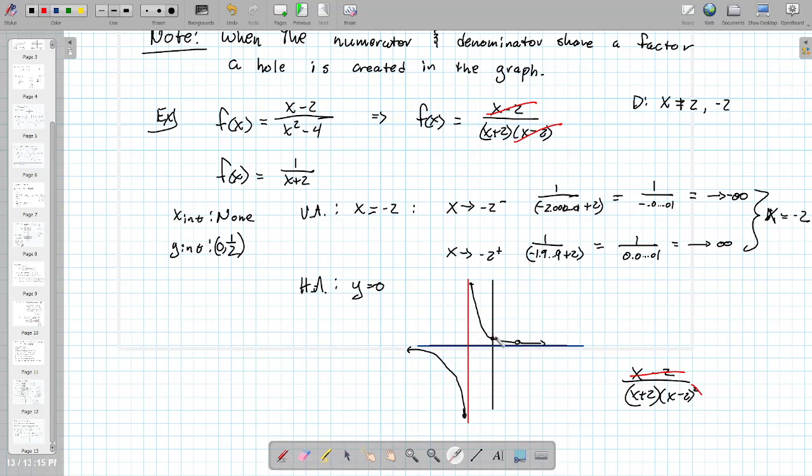So instead of having a hole, we would actually have another vertical asymptote. And this would either go up or down, and then we'd have a curve that comes up or down on the right side of the vertical asymptote as well. But that's not what we had, so I'm going to erase that. Just a quick explanation.